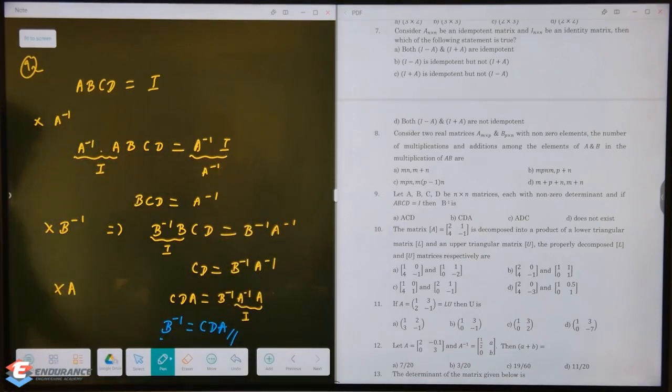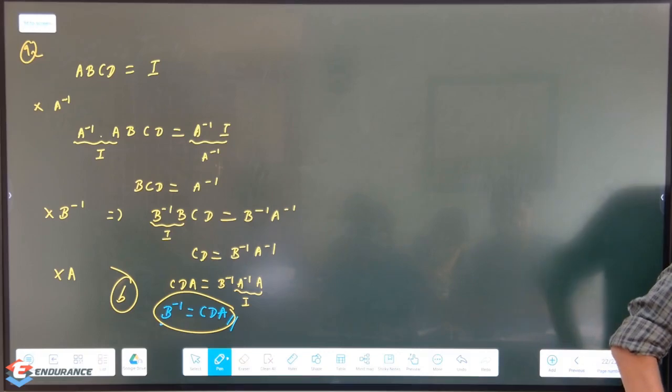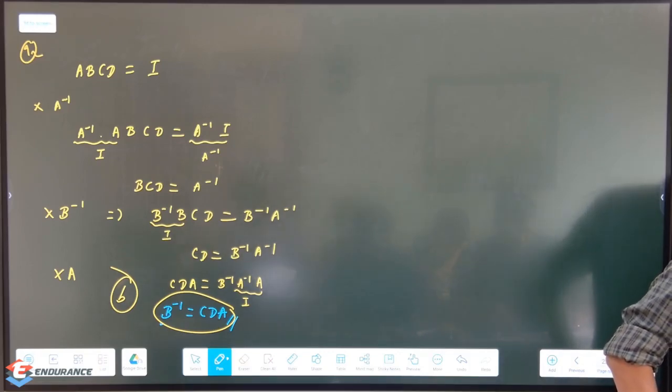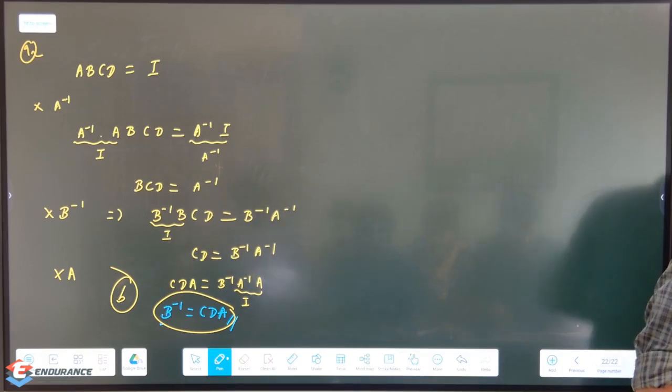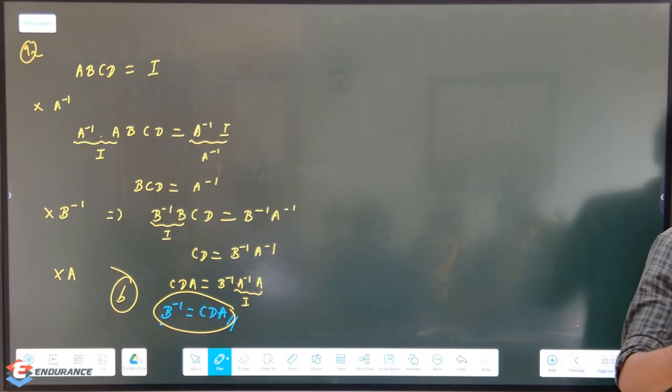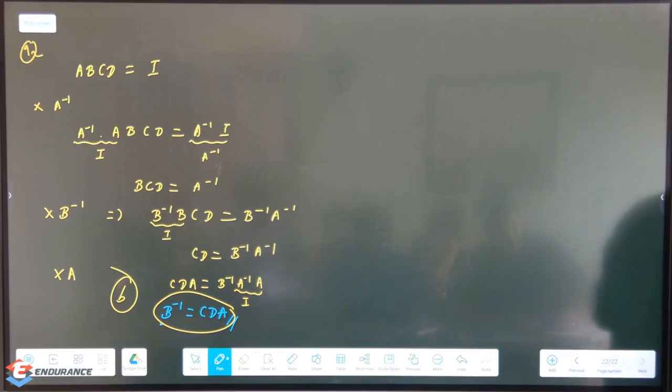Option B. LU decomposition I will cover after lunch, okay? LU decomposition, determinant and cofactor, adjoint, A inverse and all. We'll do that after lunch.